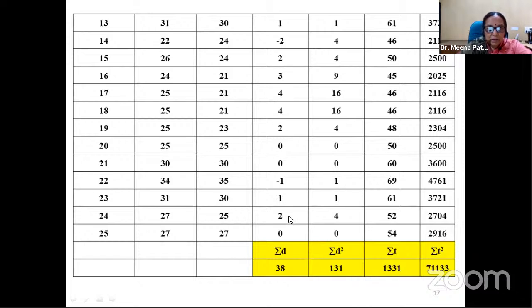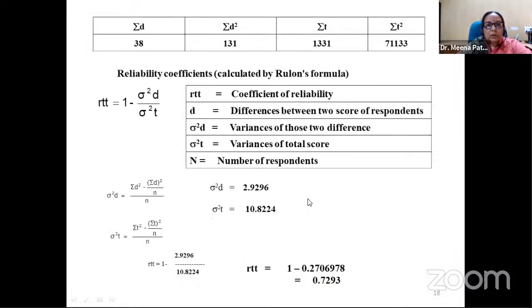Now by adding these values, the summation of difference, we get 38. Summation of square of difference, we get 131. Summation of total, 1331. And summation of square of total, 71133. These values are important for us to measure the reliability. Let us apply these values to Rulon's formula. See, from the slide we have collected these values.